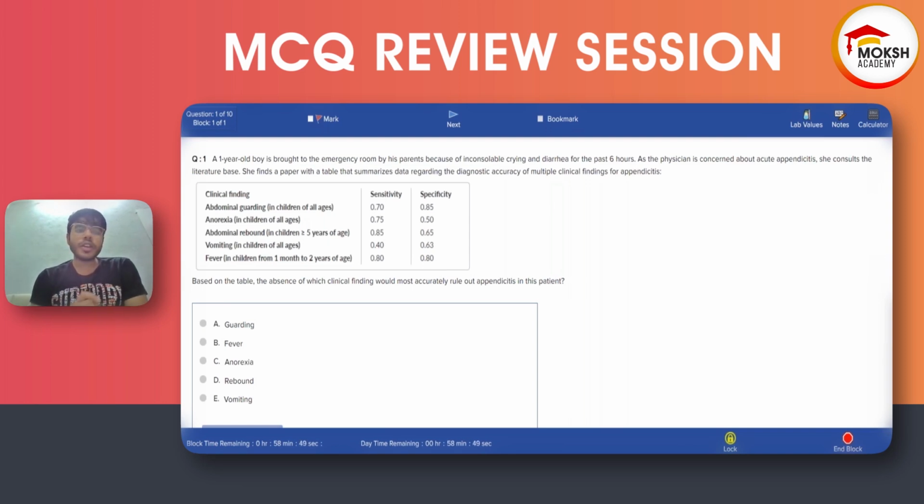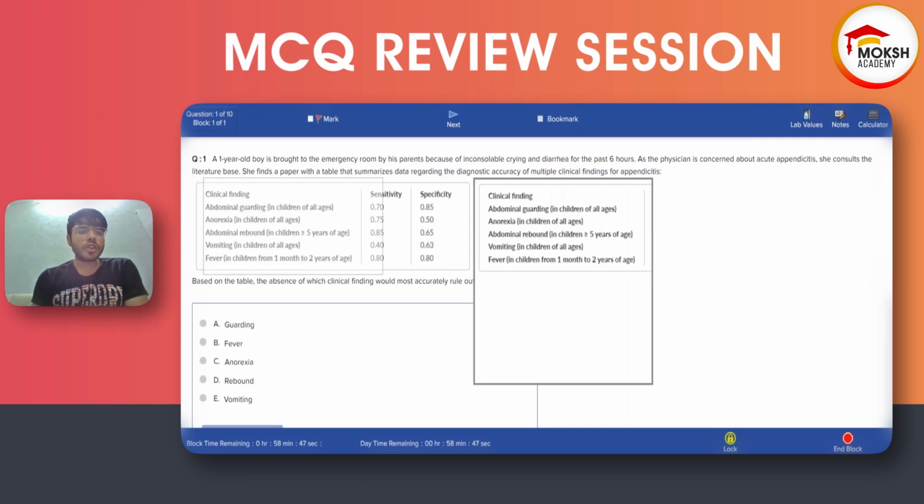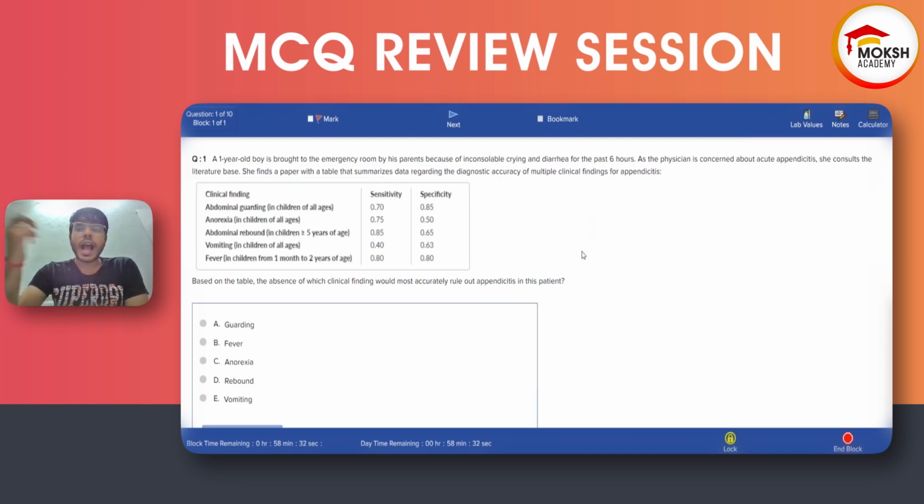So in a 1-year-old child, we have to see which of the following will have this. Abdominal rebound is in greater than 5 years, so we'll remove that. Vomiting, okay, it is in all ages. For 1 month to 2 years, we can include it in all ages. So abdominal rebound is to be removed. Apart from it, the one with the highest amount of sensitivity will be your answer.